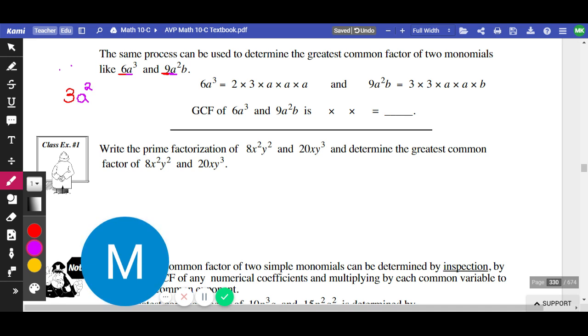Then I'm going to look at the B's. I'm going to say, what's the most number of B's I could take out of each term? This one doesn't have any B's. This one has 1 B. If I can't take any B's out of the first one, that means there is no greatest common factor using the B's. This right here would be called my greatest common factor. It's the biggest thing that I could divide into each term.